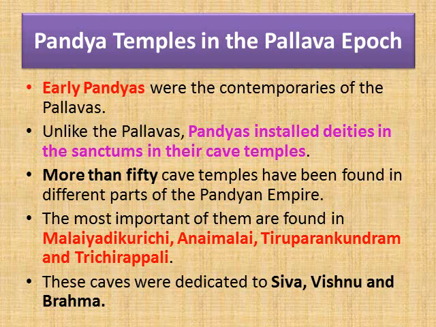Early Pandyas were the contemporaries of the Pallavas. So, Pandyas ruled along with the Pallavas, early Pandyas. Unlike the Pallavas, Pandyas installed deities in the sanctums in their cave temples. More than 50 cave temples have been found in different parts of the Pandyan Empire. You can find more than 50 temples.